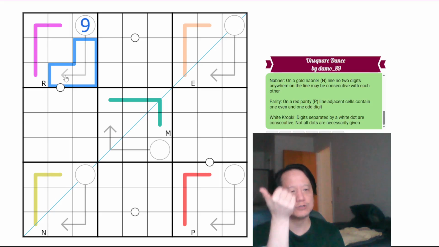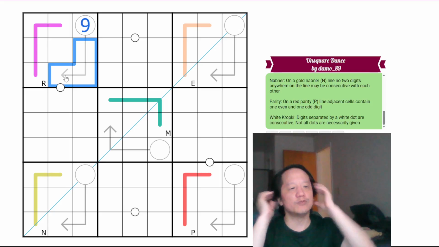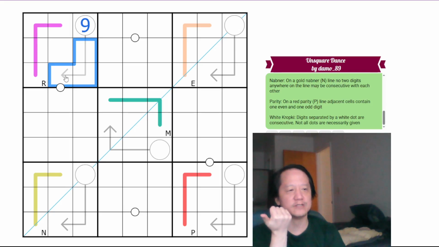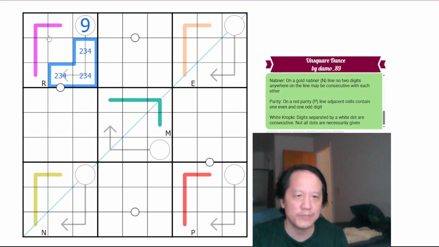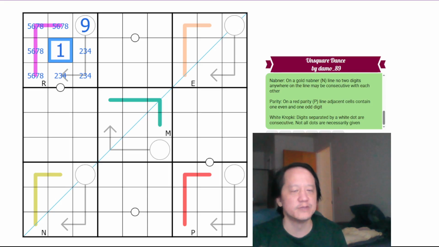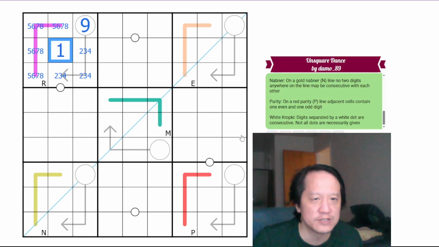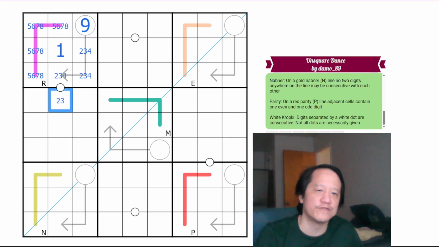It cannot be 1, 2, 6. That leaves us 3, 4, 5, and 7, 8, which does not form a set of 4 consecutive digits. And we can't have 1, 3, 5, because that leaves us 2, 4, 6, 7, 8, which does not form a set of 4 consecutive digits. Which means this must be 2, 3, 4 here. This must be 5 through 8 here. And this must be a 1, because 1's not consecutive with 5, 6, 7, or 8. 2, 3, or 4 is consecutive with 2, 3, 4, or 5.